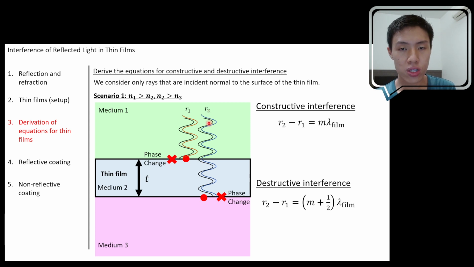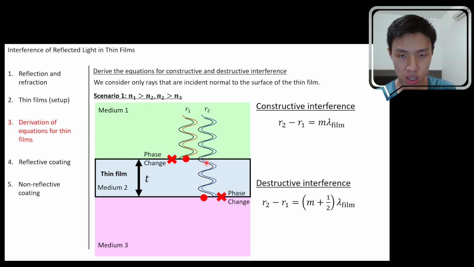We know for sure that R2 here is a longer distance because you have to enter the thin film and exit the thin film. R1 is a shorter distance because it never really entered the thin film. But how much does it differ between R1 and R2? If you observe R1 and R2, the path in the upper medium is actually the same. The only difference is that R2 undergoes an extra downward travel to the boundary between medium 2 and medium 3, then gets reflected out to the boundary between medium 1 and medium 2.